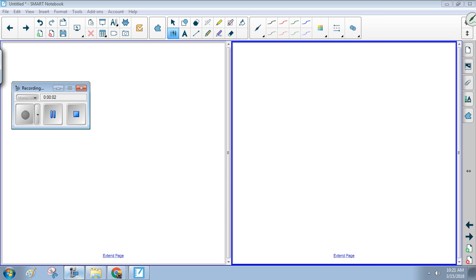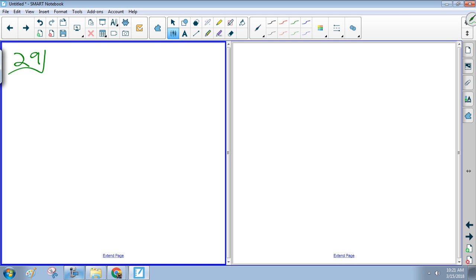All righty, problem numero 29. Here we go. It says in the figure. Oh yes, this is a good one too. Sorry about that. That sounded weird.